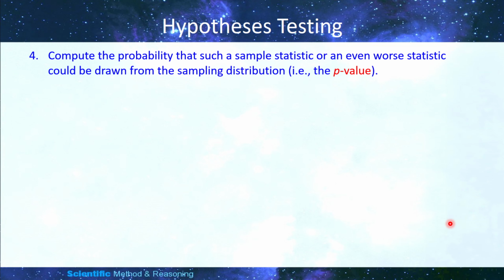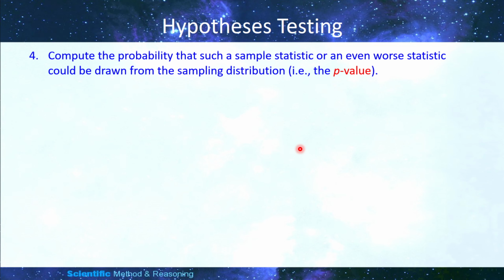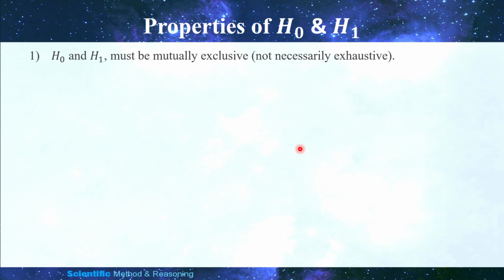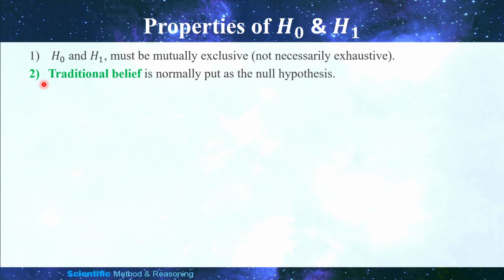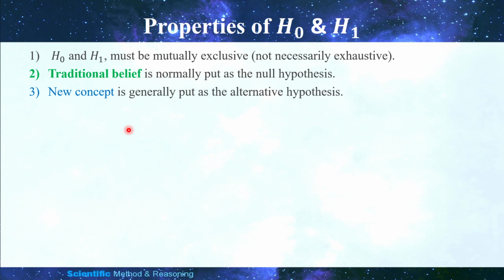Before we go further, we need to know how to set the appropriate null and alternative hypotheses, so let's take a look at the properties of the two hypotheses. The first is that H0 and H1 must be mutually exclusive, that is, they must have no elements in common, but they are not necessarily exhaustive. Second, traditional belief is normally put as the null hypothesis, while the new concept or the new claim is generally put as the alternative hypothesis.